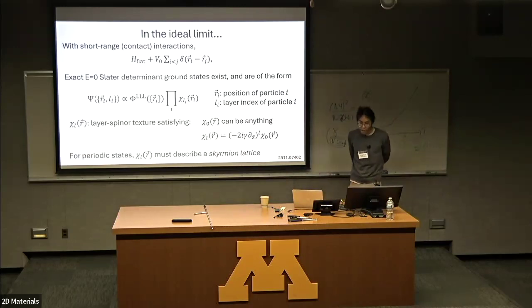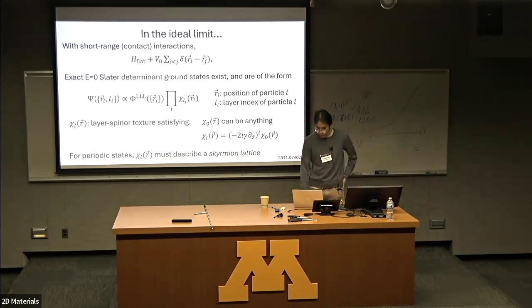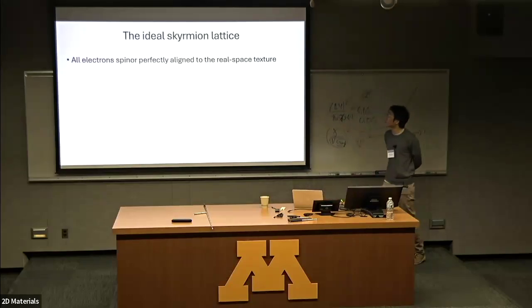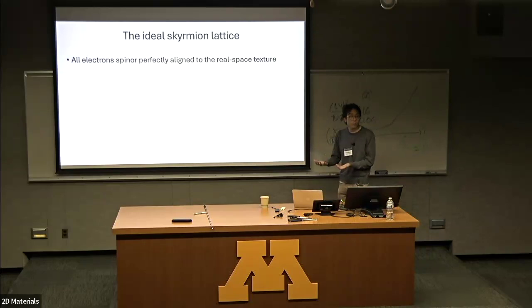Okay, and we can also prove that if we further want this state to be periodic in space, then chi L must describe a Skyrmion lattice with one or more Skyrmions per unit cell. So I have a few more comments about this ideal limit Skyrmion lattice. It describes a state in which all electrons are perfectly aligned to a real space texture.